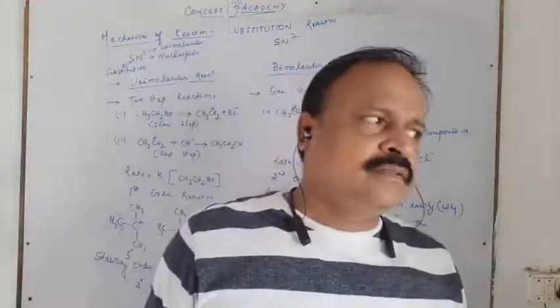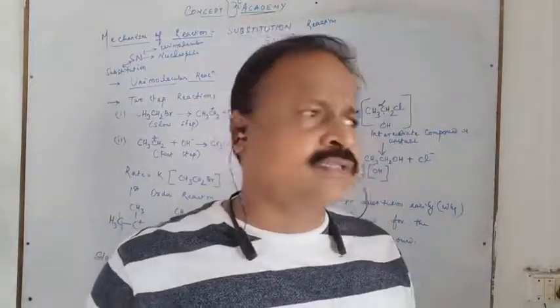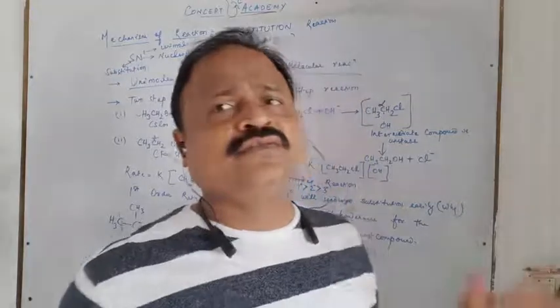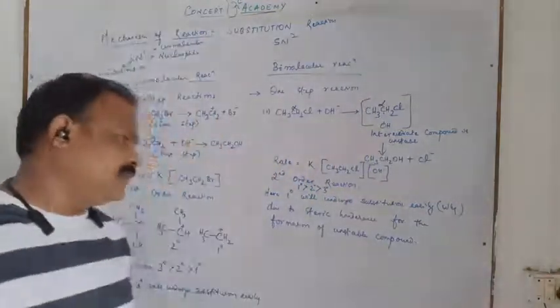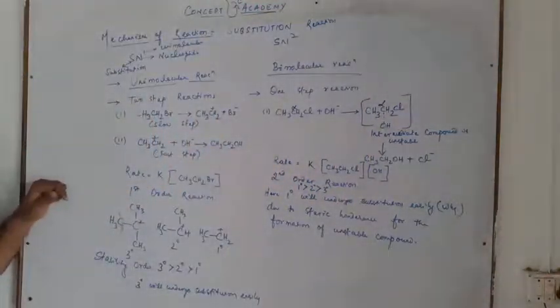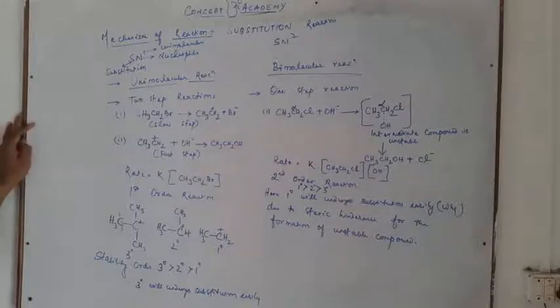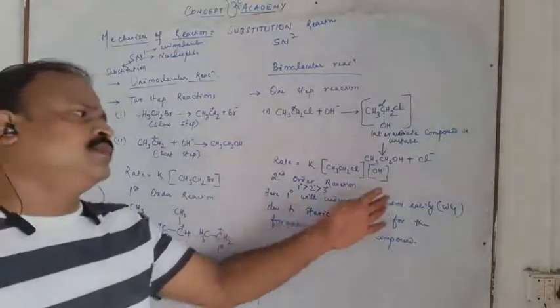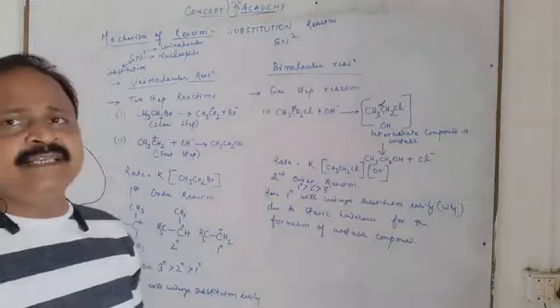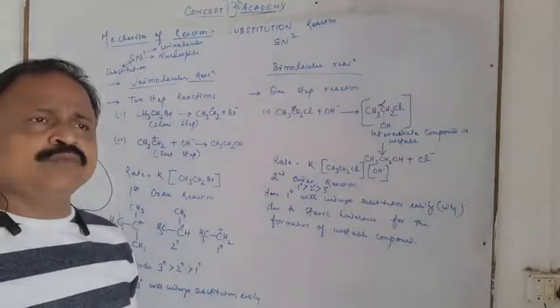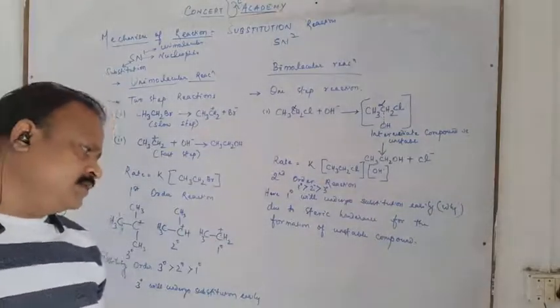Therefore, 3 degree has more steric hindrance than 2 degree than 1 degree. So greater the steric hindrance, slower is the reaction. Therefore, 1 degree undergoes substitution easily in case of SN2 mechanism.